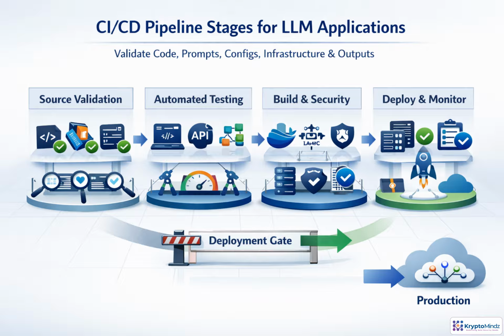The key idea is the gate. Promotion happens only when functional, security, and AI quality checks pass. Once deployed, monitoring, rollback, and audit trails help keep the system safe as models, prompts, and data continue to change.